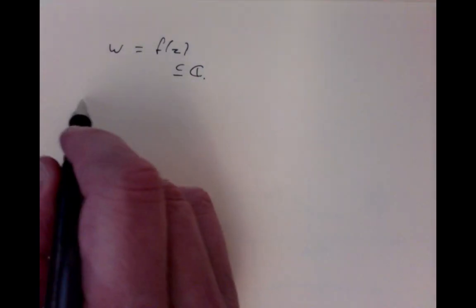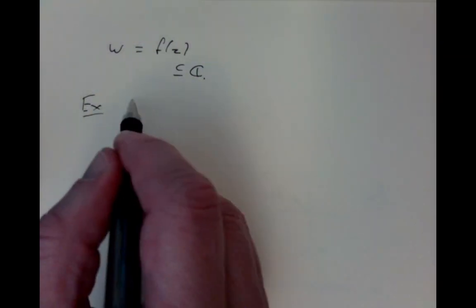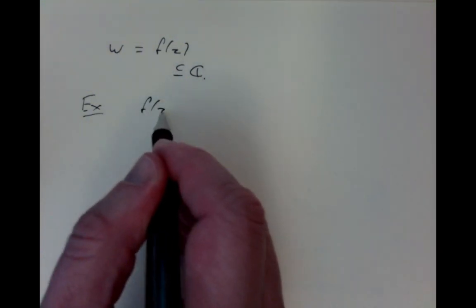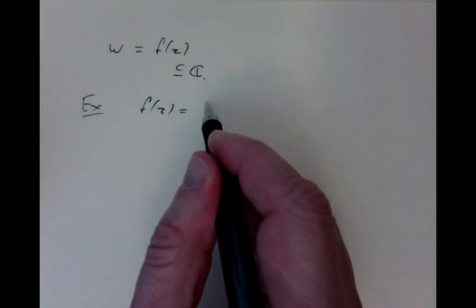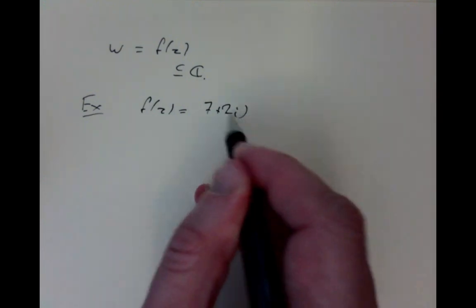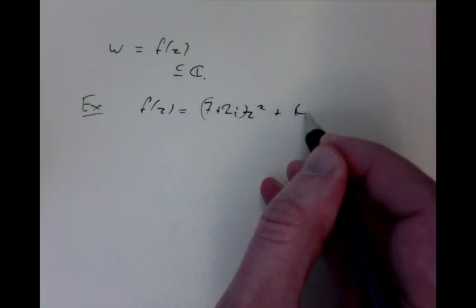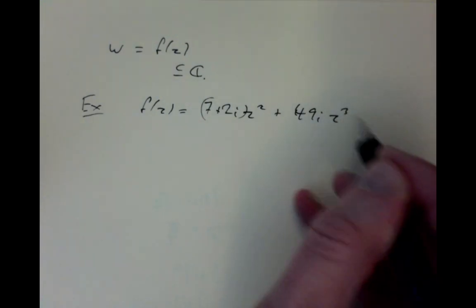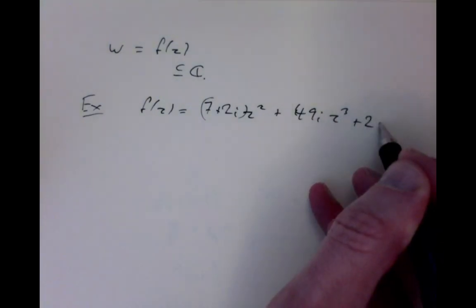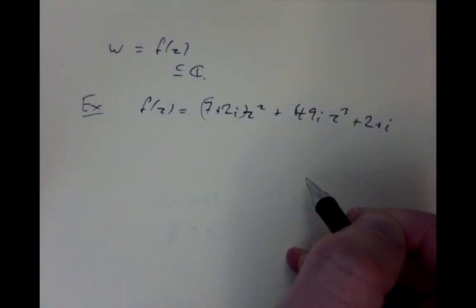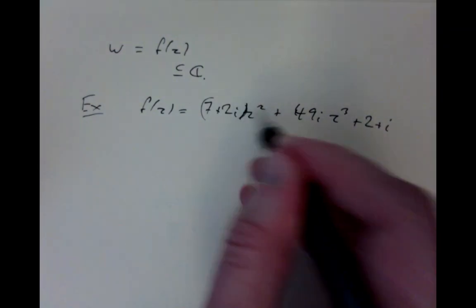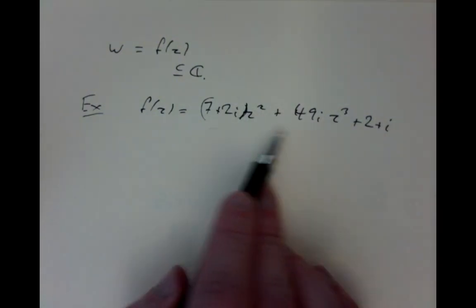So we could come up with simple examples that might be important for us, things like polynomial functions, 7 plus 2i times z squared plus 49i z cubed plus 2 plus i is a polynomial because it has constant coefficients times powers of z's.